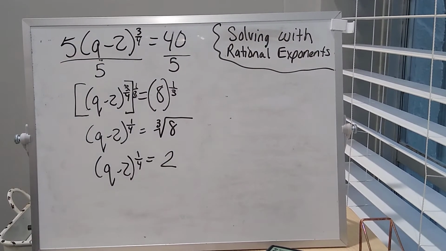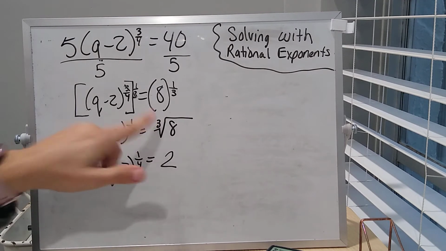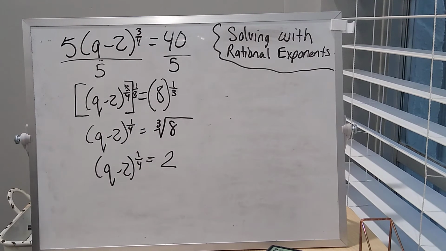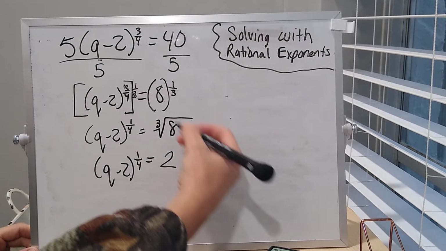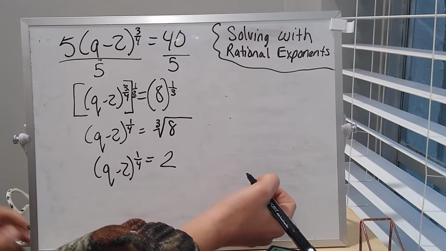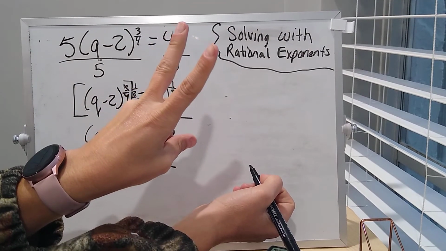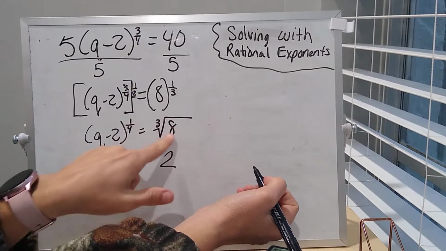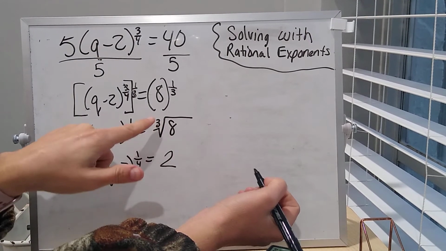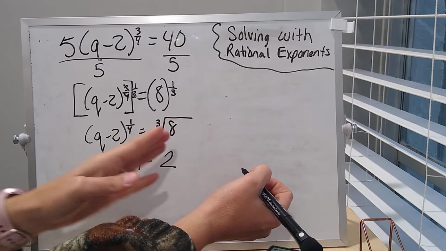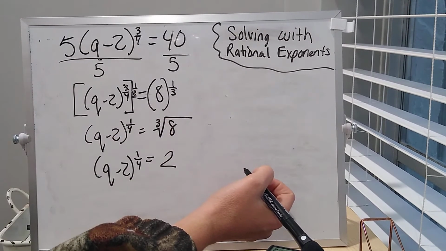Okay? One thing to remember, you may be thinking, why am I not setting it to positive negative? You only have to do that with an even index. Okay? And this is why. If I have negative 2 times itself 3 times, negative 2 times negative 2 is 4, times negative 2 is negative 8. It does not equal positive 8. So with the odd indices, you can only have what this radicand is actually set to.